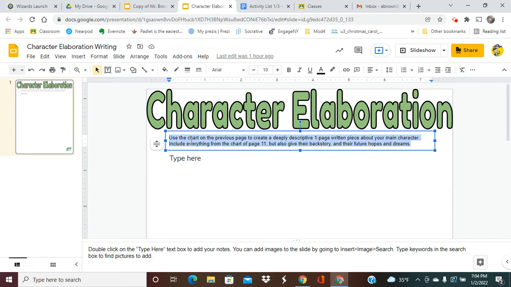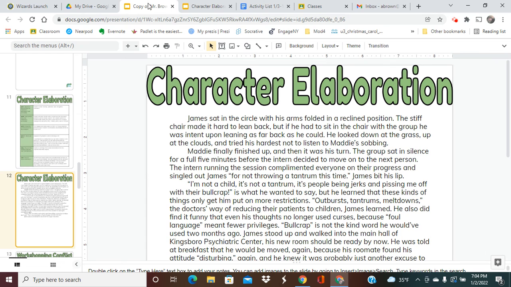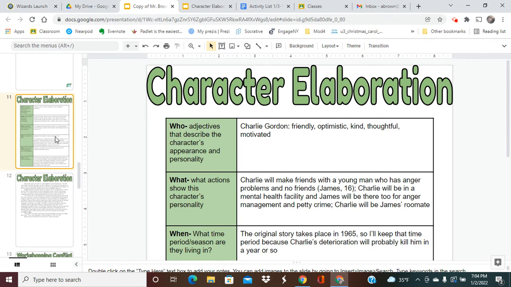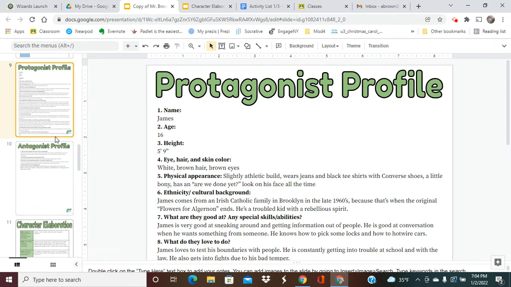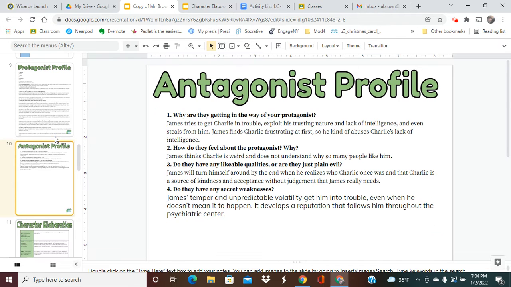It looks like this when it's blank in your chart or in your journal. The directions say use the chart on the previous pages to create a deeply descriptive one page written piece about your main character. Include everything from the chart on page 11, but also give their backstory and their future hopes and dreams. You can use the character elaboration chart and these profiles. There's lots of great details in all of this stuff.